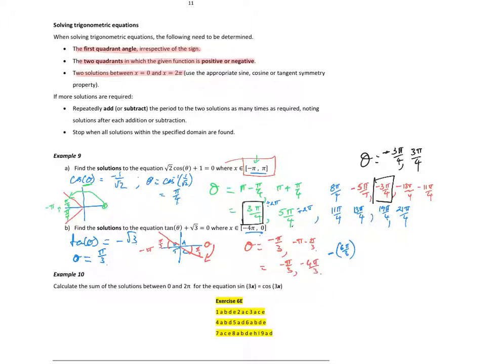Okay, so the rest of my answers: negative 1 minus 6 is negative 7 pi on 3, negative 4 minus 6, negative 10 pi on 3, take off another 6, negative 13 pi on 3, take off another 6, negative 16 pi on 3. And that's where we can stop, can't we?